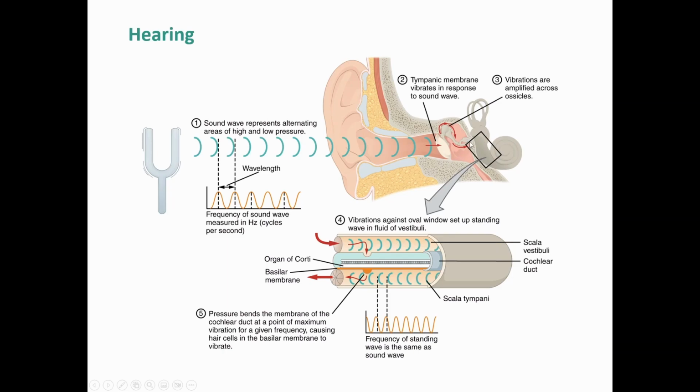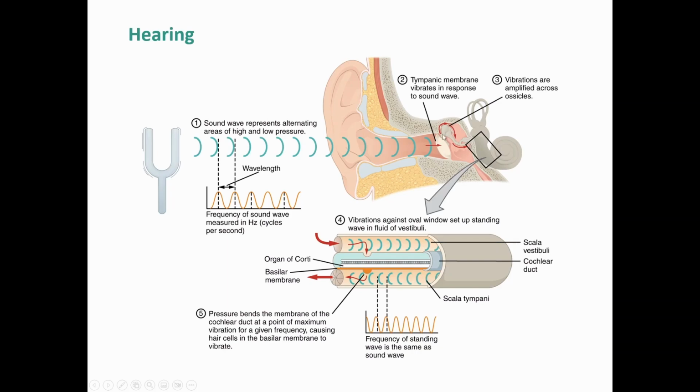We strike the oval window and we're going to send a wave of fluid. So at this point, from the middle ear to the inner ear, we're converting from an air-filled space to a fluid-filled space. So now we are inside of the cochlea. We see that these vibrations are sending a wave in the fluids inside the vestibuli. We have the scala vestibuli here. We have the scala tympani down here.